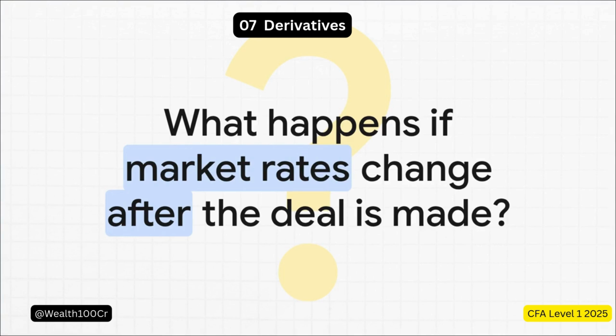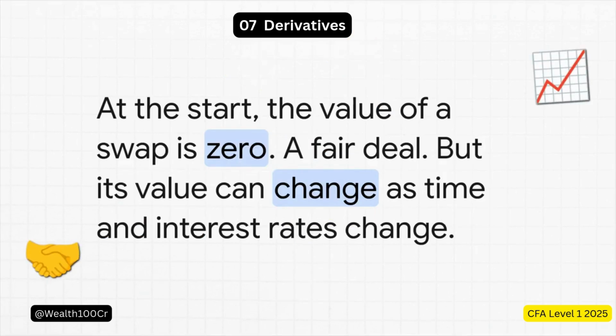Does someone become a winner? Does someone become a loser? Does the value of their promise change? What do you think? This is very important to remember. At the very beginning, when the agreement is made, the value of the swap is 0. It's a fair deal. Nobody's winning, nobody is losing.